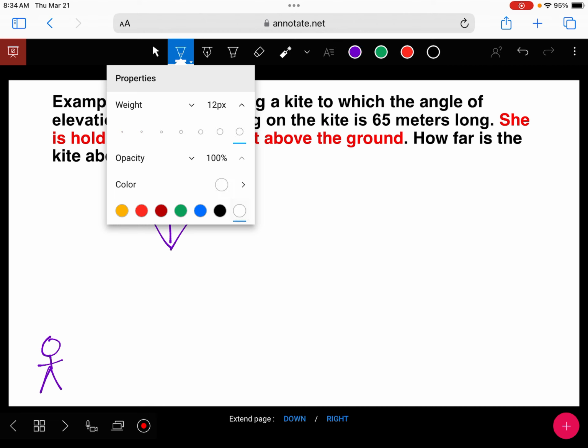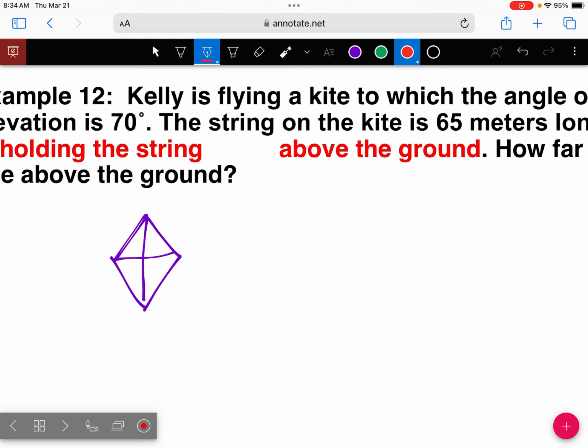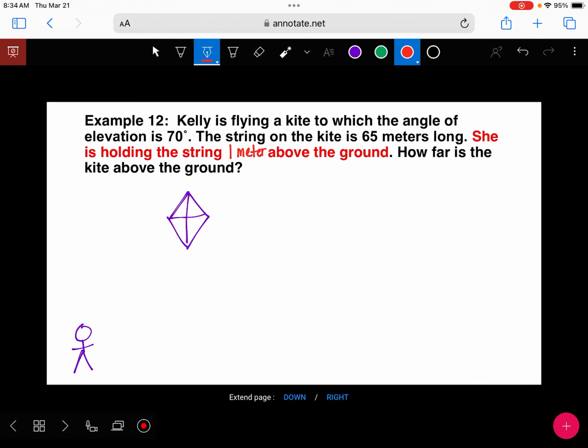Okay, y'all. So I know for those of you that are confused, I did not realize that these had different units. So instead of 3 feet, can you change that to Kelly is holding the string 1 meter. Okay, that's what you need to add. She's holding it 1 meter above the ground. Sorry about that. Because we do not want to have to deal with different units.